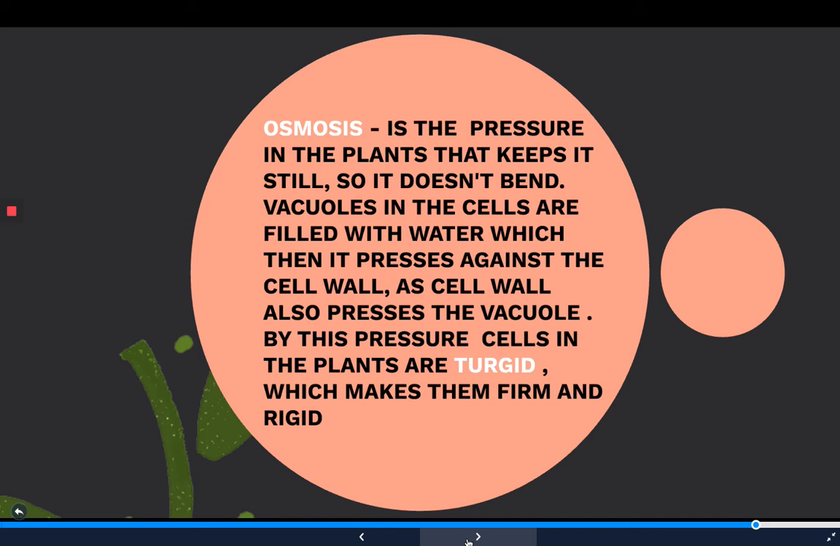and rigid? Each cell of the plant has a vacuole. Those vacuoles are filled with water, which then presses against the cell wall. The cell wall also presses the vacuole, so two pressures come together, from the cell wall and from the vacuole. While they are pressing each other, the plant cells become turgid, which makes them firm and rigid.